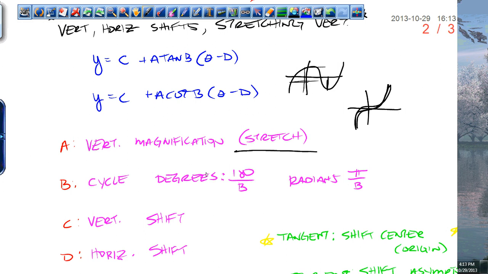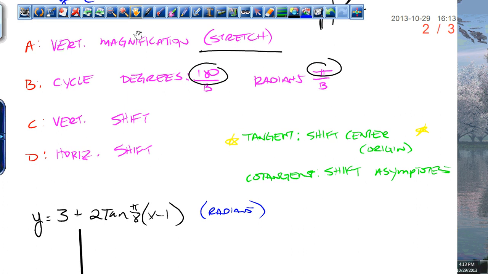Cycle, that's the same thing as before, except instead of having 360, we have 180. Instead of having 2 pi, we have pi. Vertical shift up, down. Horizontal shift left, right.